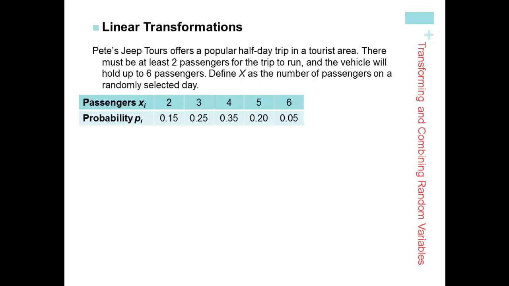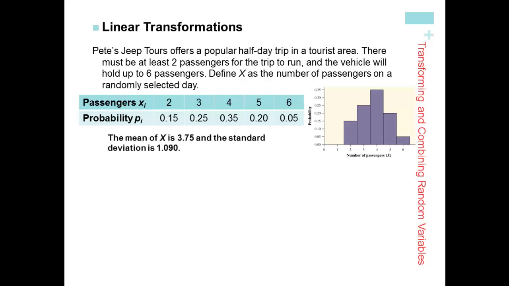Here's an example. Pete's Jeep Tours offer a popular half-day trip of a tourist area. There must be at least 2 passengers for the trip to run, and the vehicle will hold up to 6 passengers. I'm going to define X as the number of passengers on a randomly selected day. So you can see the possible outcomes for a number of passengers would be 2, 3, 4, 5, and 6. And you can see the probabilities of these outcomes listed below. Here's a picture of the distribution.